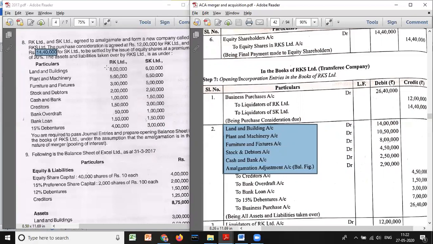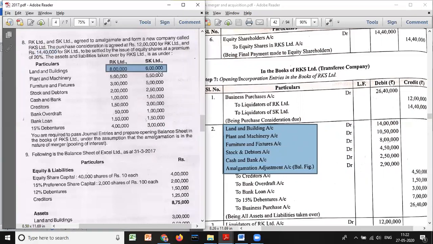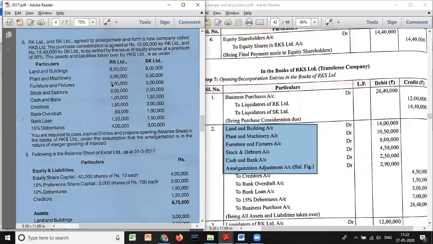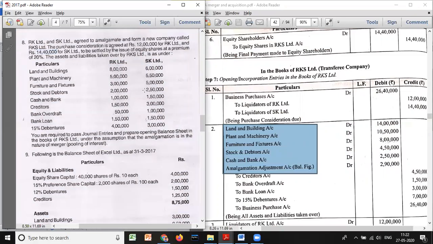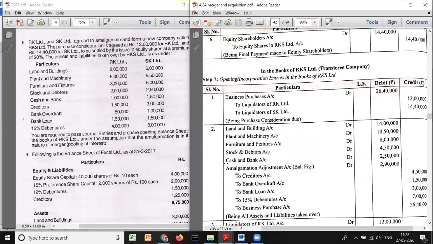So you total 4 plus 6, 14, 5 plus 5 lakh 50, it will be 10 lakh 50, 3 plus 5, 8 lakh, 2 plus 2.5, it will be 4.5 lakh, 1 lakh plus 1 lakh 50, 2.5 lakh. I told you, always when you're passing incorporation entries, let it be merger or purchase method, you have to leave one line space. Next, creditors 1 lakh 50 plus 3 lakh, 4 lakh 50, plus 1 lakh, 1 lakh 50 plus 1 lakh 50, it will be 3 lakh 50, 4 plus 3 will be 7 lakh. So all liabilities you have to take, and even business purchase account you have to take.